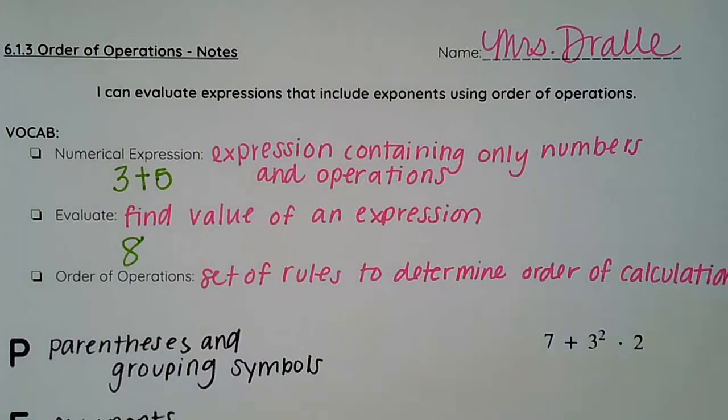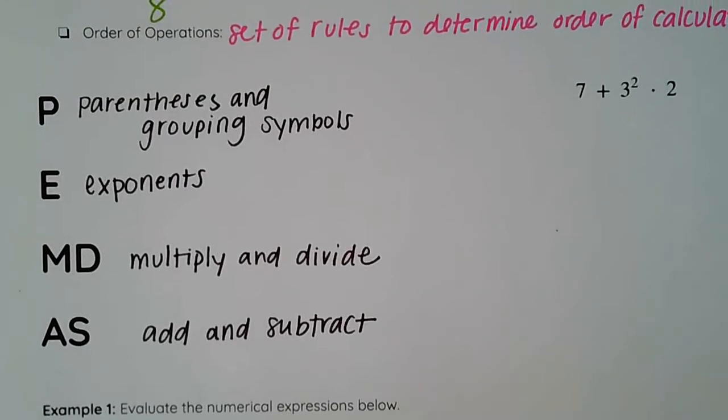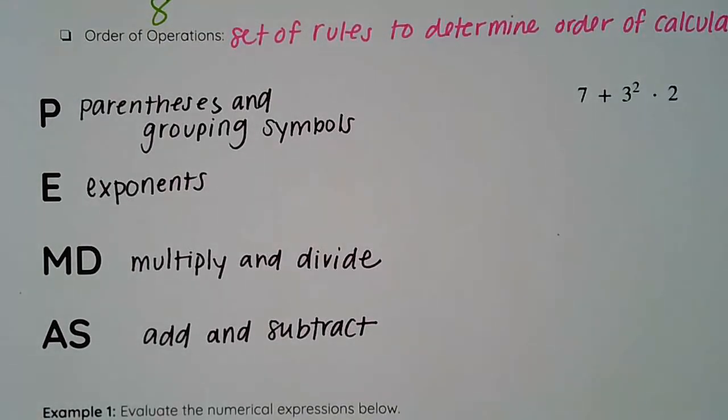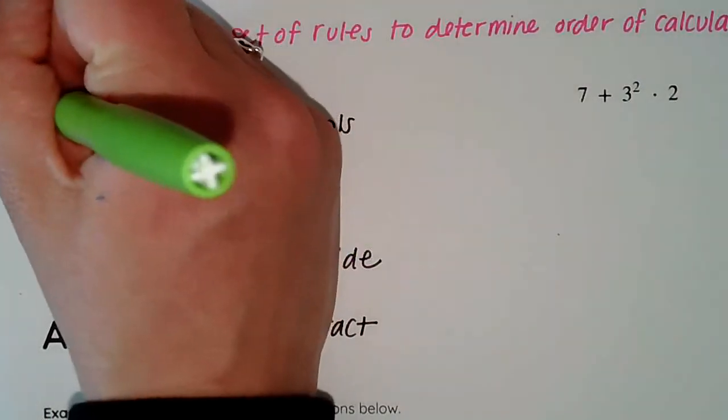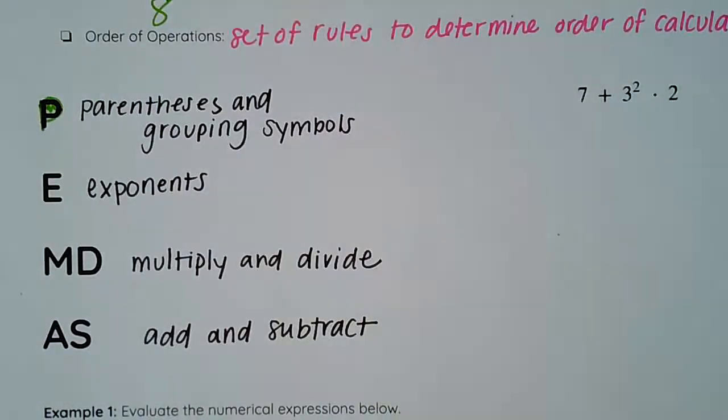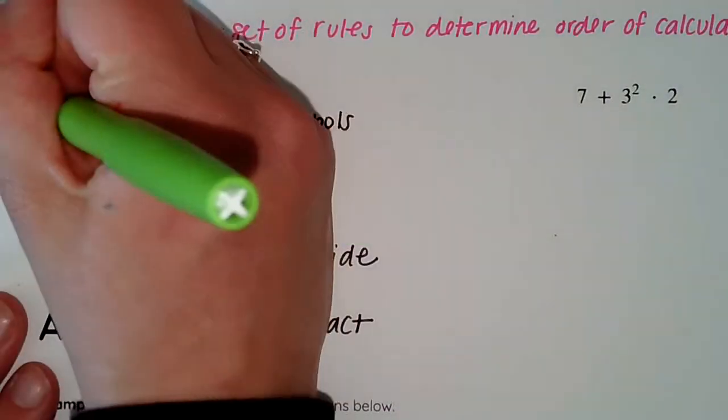The order of operations are a set of rules, as you know, that determine the order in which we calculate or evaluate that numerical expression. So let's go through what those steps are. We use the term PEMDAS to help us remember. There's a couple of different rhymes to help you remember. Use what you are used to, use what you would like to help you remember the order. Let's start with that P. Your P stands for parentheses and grouping symbols.